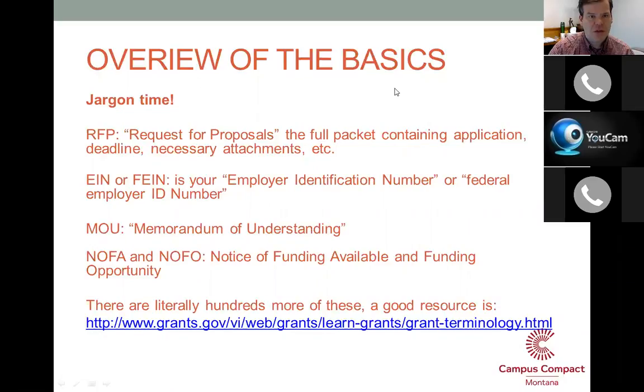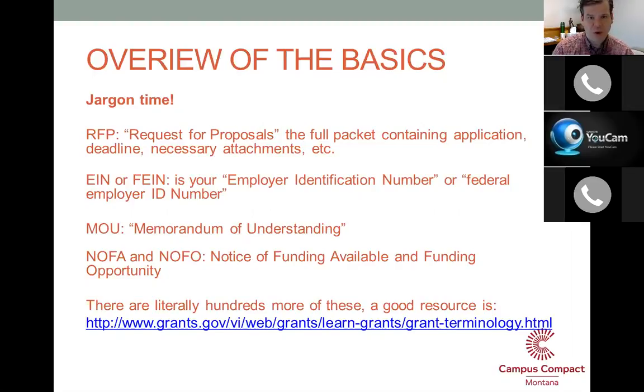So some of the jargon associated with grants: an RFP is a request for proposals. That's essentially an application, a place where folks make it known that they have funding available for specific kinds of work. So that's oftentimes a packet of information that has a specific application and the instructions to apply for the funding, including a deadline, all of the attachments that go with it.